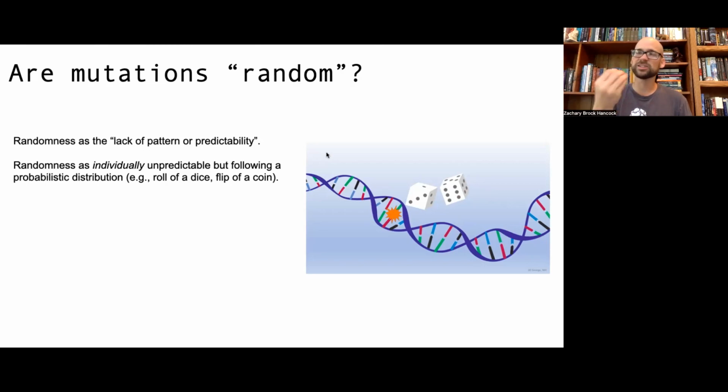So I think that is a little bit closer to what we mean by randomness and mutation, that they're not individually predicted, but they do follow probabilistic distributions that allow them to be predicted at least probabilistically.